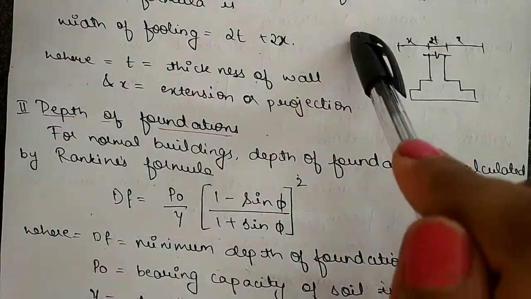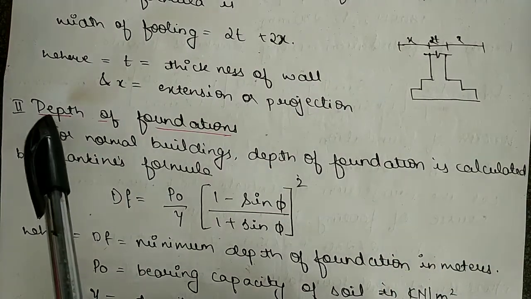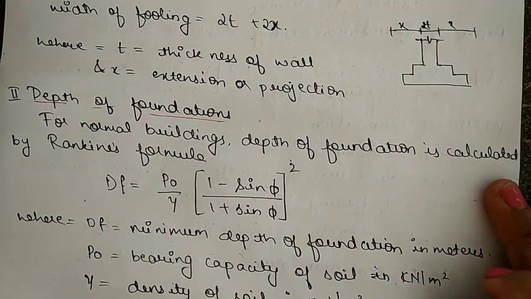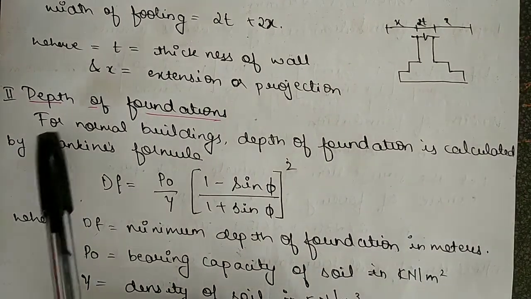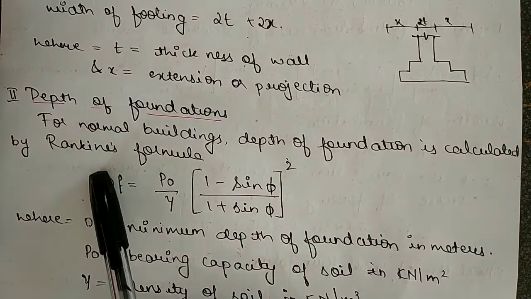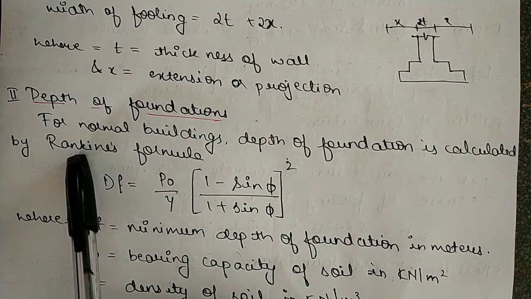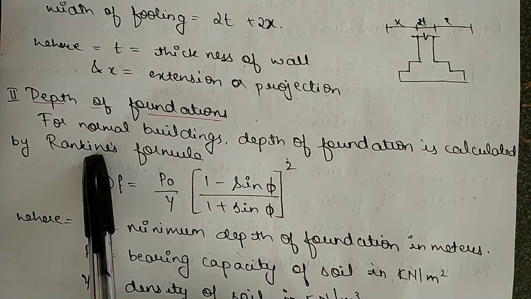ओके, विड्थ ऑफ द फुटिंग तो आपने समझ लिया कैसे फाइंड करते हैं. अभी let us understand how to find the depth of the foundation. Let me read the formula. For normal buildings, depth of the foundation is calculated by Rankine's formula. There is one formula called Rankine's, which is introduced by Rankine. Okay, Rankine is the name of the person.